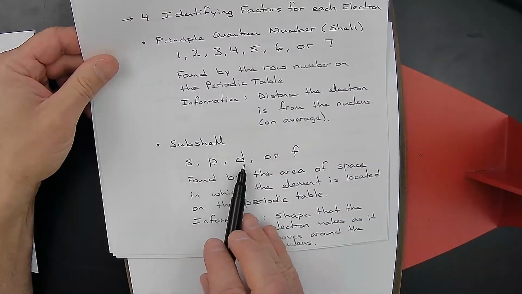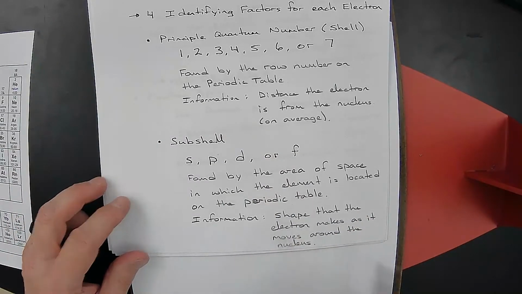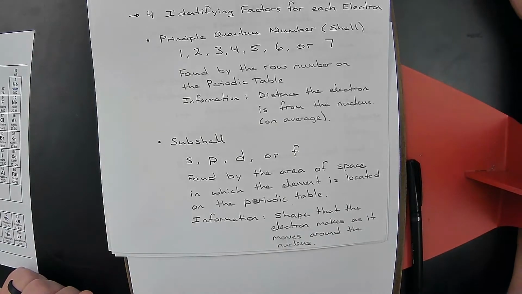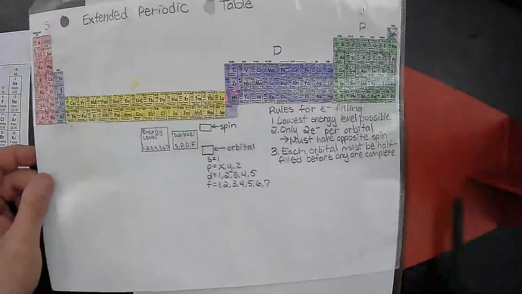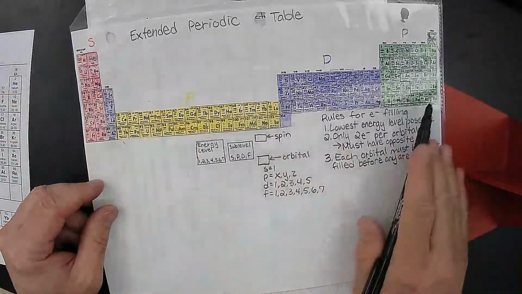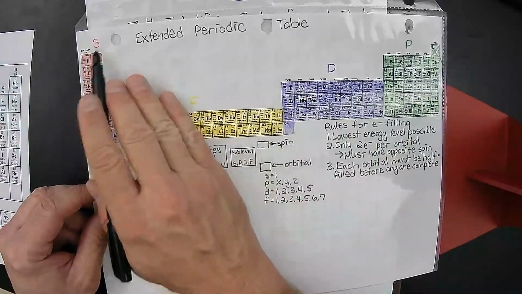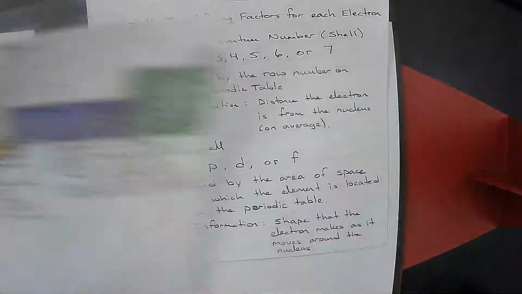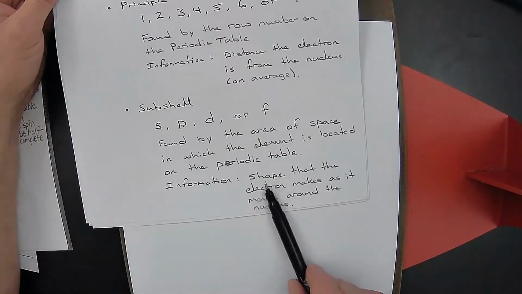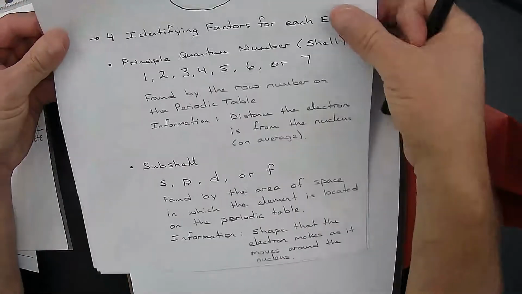And then we have the subshell, S, P, D, or F, and that is found by the area of space in which the element is located on the periodic table. We previously took our periodic table and turned it into how it actually should be listed, and we can see those 4 areas of space, the S, the P, the D, and the F. And that gives us information about the shape the electron creates as it moves around the nucleus.